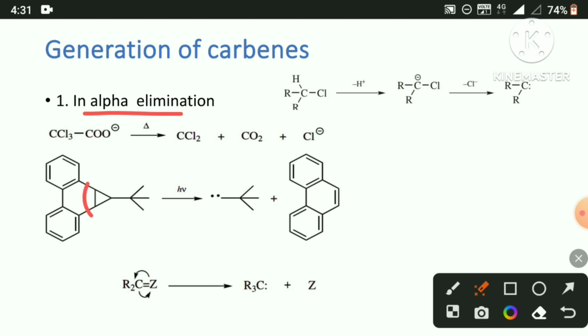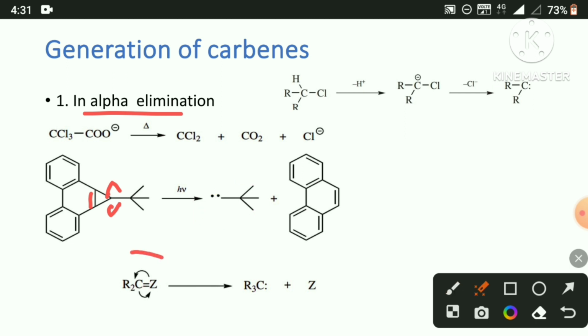Another one: a cyclopropyl ring with a tertiary butyl group is a highly strained ring. It undergoes photolysis, and these two bonds undergo homolytic cleavage. Here one electron goes to this carbon, and here one electron goes to this carbon. The other two electrons make a new pi bond. So it leads to the formation of a carbene.